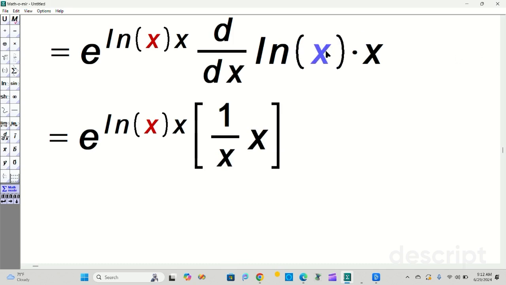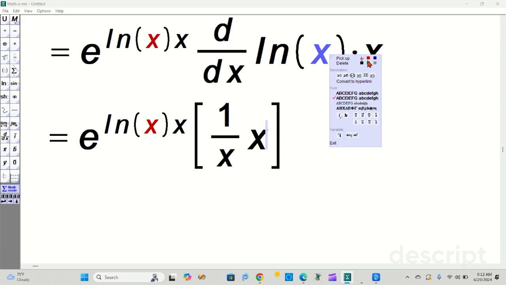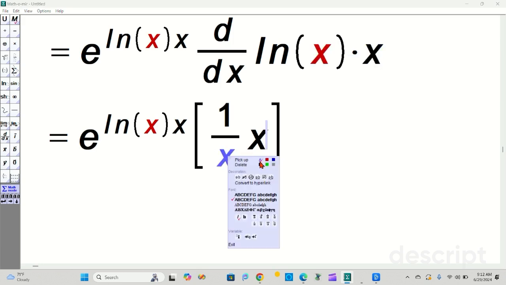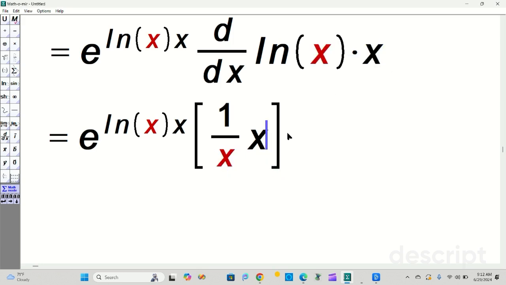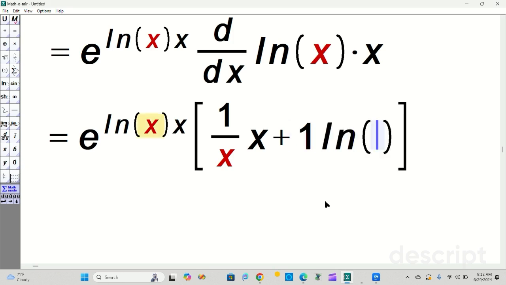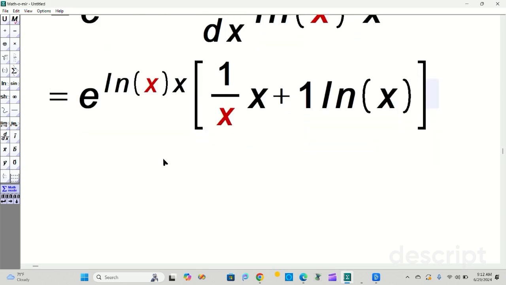I want to be clear here, the way I'm thinking about it is this one has gone to the bottom here just to separate them out, right? And the other x, the black one, stays, and then you're going to have the derivative of x, which is just 1 times ln of x. So that's the product rule on the brackets.